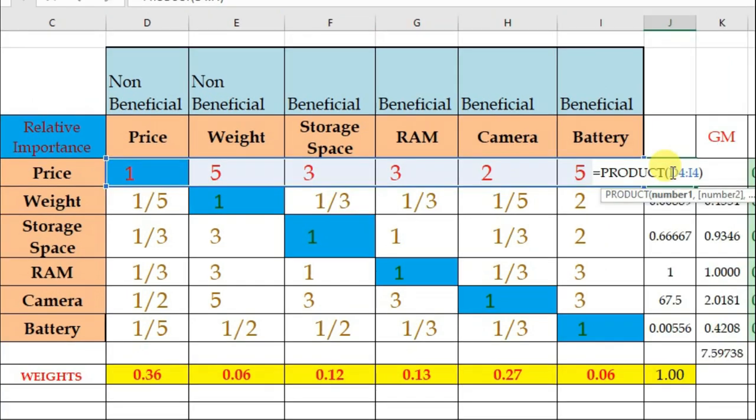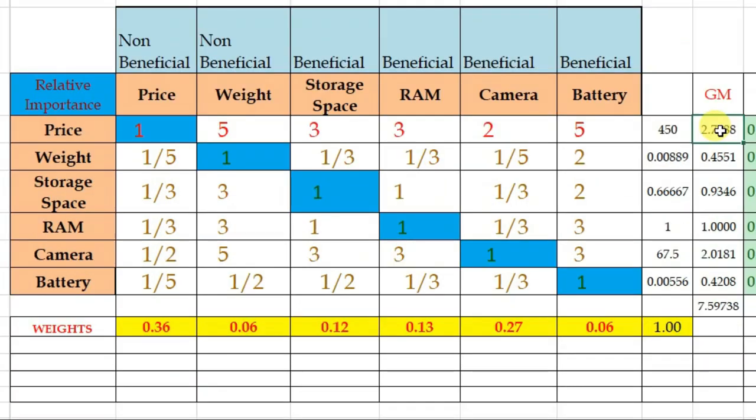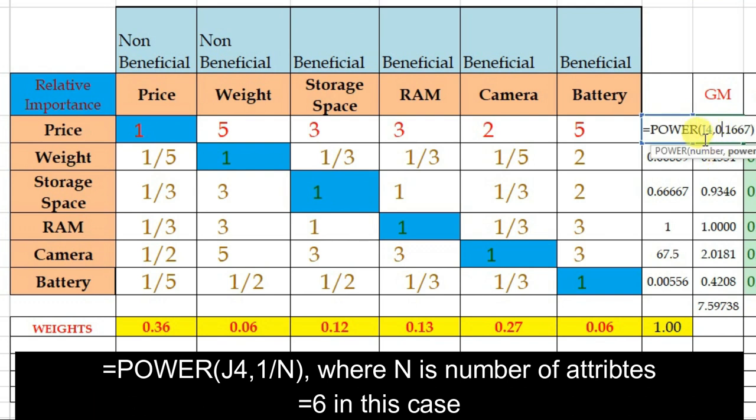We see here in this particular cell, I have taken the product of all these terms. So this value indicates the product of all these terms, and the same is copied here. All these values are nothing but the product of all these row cells. So this is a product, this is also a product, like this. Now geometric mean, how to find the geometric mean? You can see the formula here. It is the power of this cell, that means this product raised to the power 1 by n.